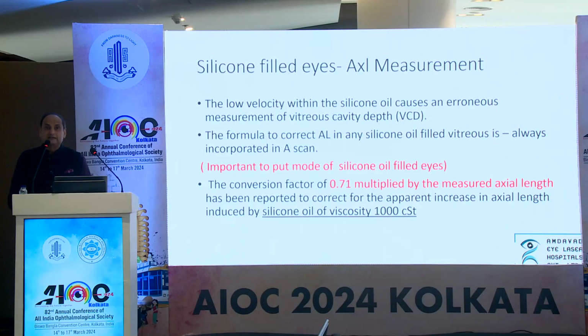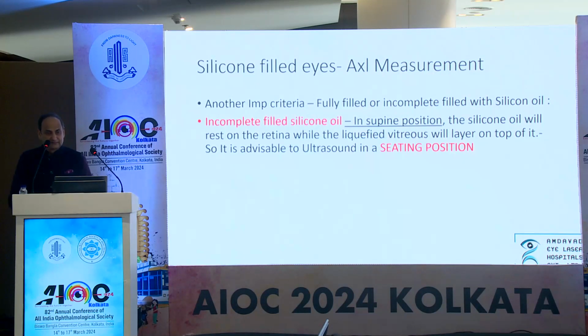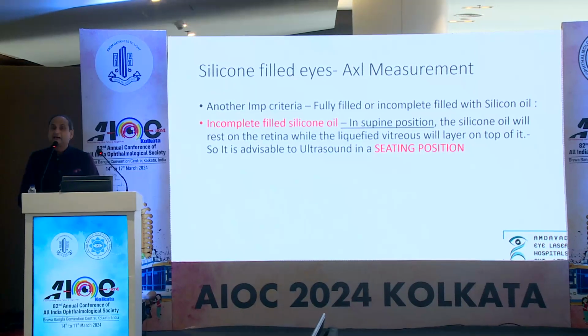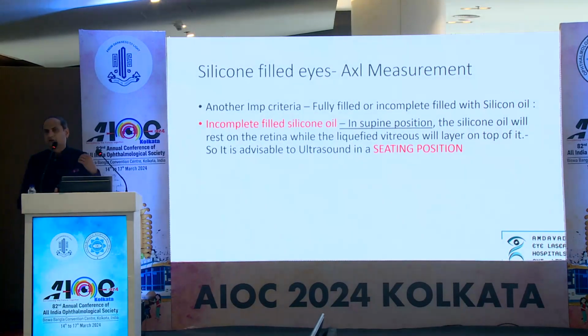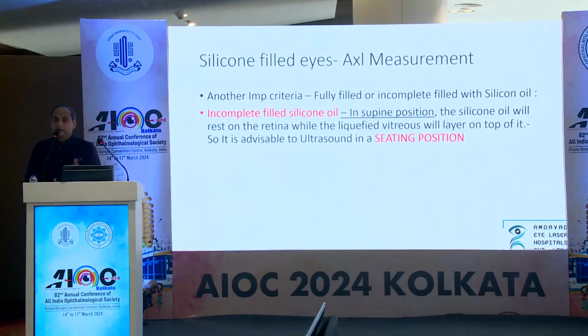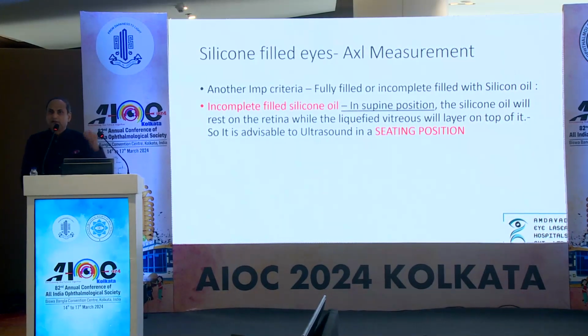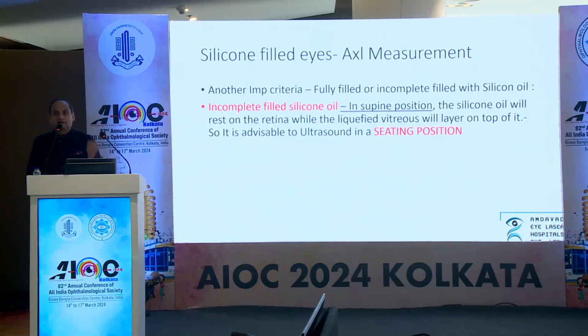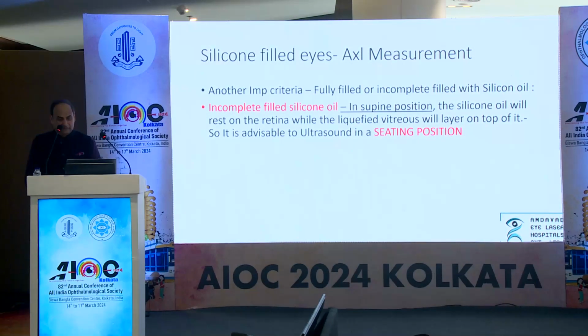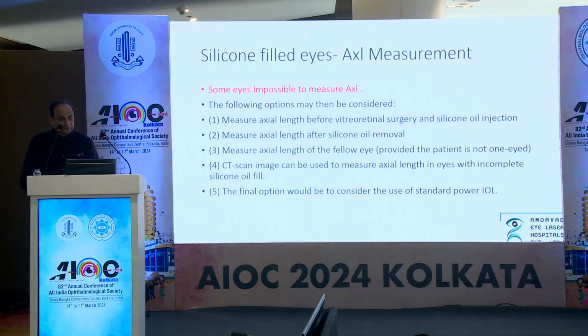There might be a small change if the viscosity is 5000 CST. Some other small tips are, if the eye is fully or incompletely filled with silicon oil, you can understand, it's common sense that if it's an incompletely filled eye and you are doing the axial length measurement in sitting position, the silicon oil might not actually be in the path of your optical biometer, right? But it is always better to do it in sitting position. Some eyes are impossible to measure. I will try and skip this slide.